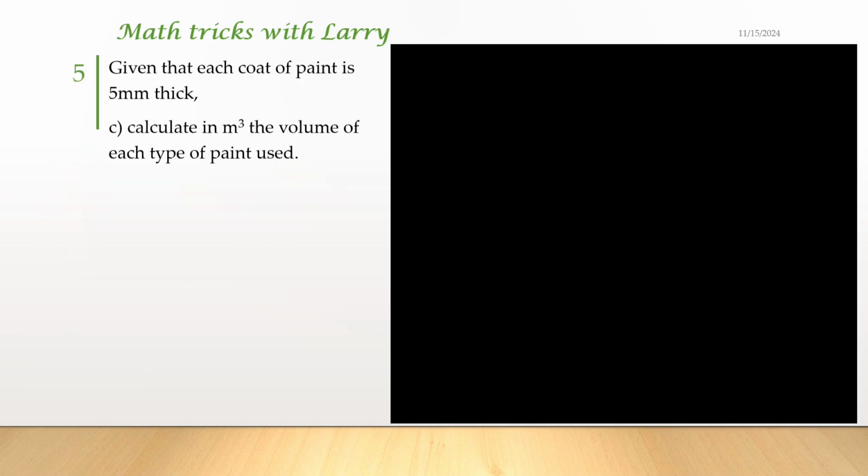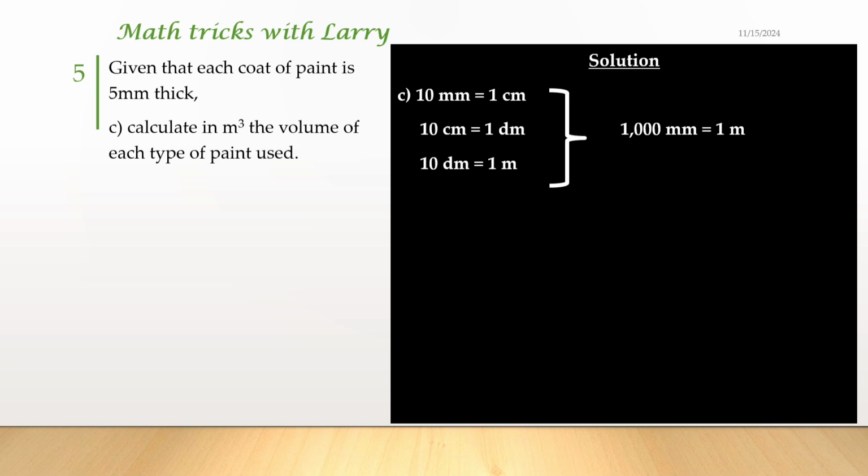Now, looking at the third part of this question, it says, given that each coat of paint is 5 millimeters thick, calculate in cubic meters the volume of each type of paint used. The volume of each type of paint used. Now, let's go back and review some basic things about the metric table.